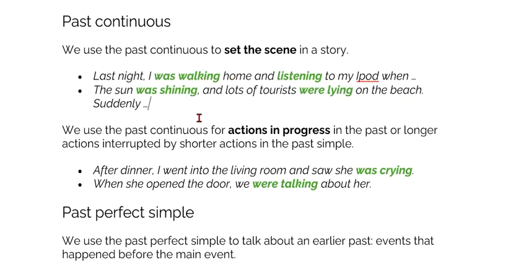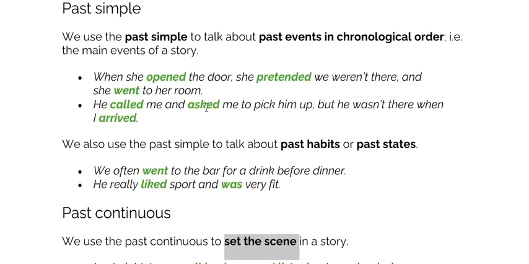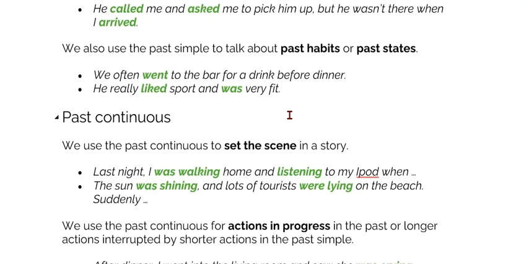So we use past continuous to create a background, to set a scene in our story. By using simple past, we can talk about the main events in chronological order, time order. By using past continuous, in time conjunction with simple past, of course, we can talk about the main event. So, I mean, a scene and a main event.